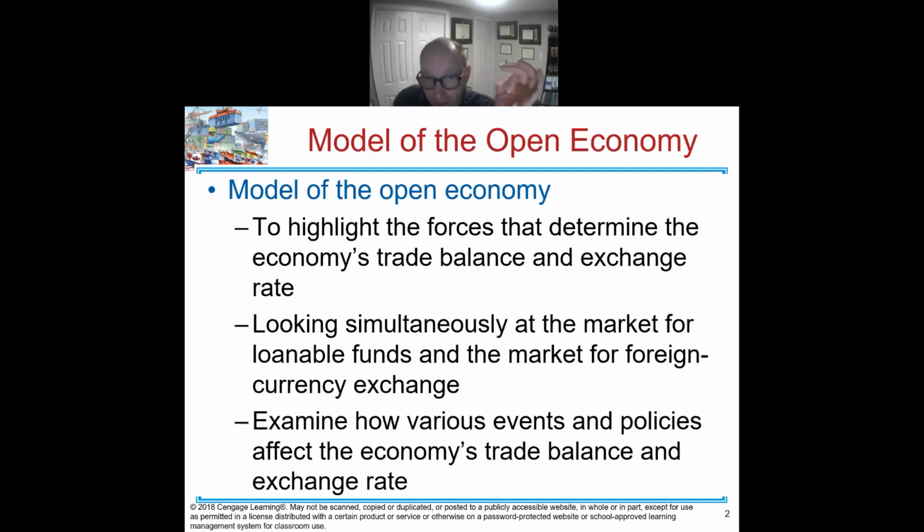The trade balance is reflective of exports minus imports, getting us net exports. The exchange rate is the exchange of the financial instruments, meaning the actual currency between two nations. That is the exchange rate.